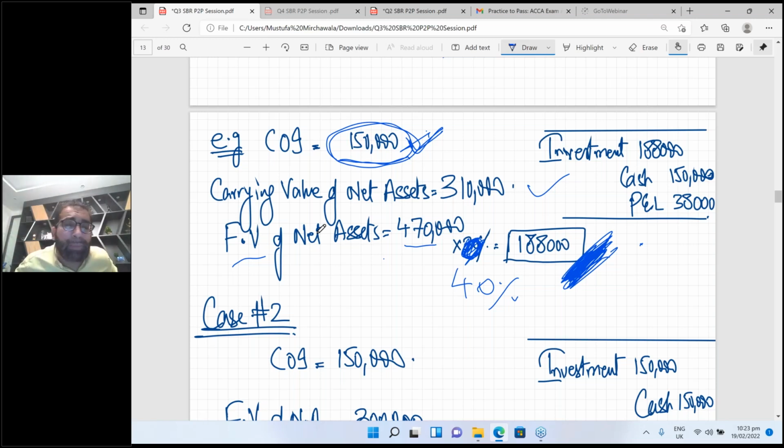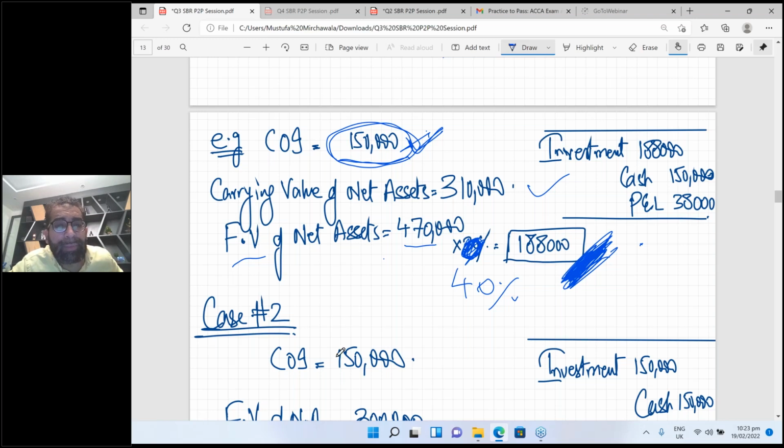Now you will ask, sir, but we didn't do this before. Yes, it was not tested before, but it is tested now. If you read the IFRS book, you will find this concept. Then the second question: what if the fair value of net assets is lower and the COI is higher? There will be a goodwill.